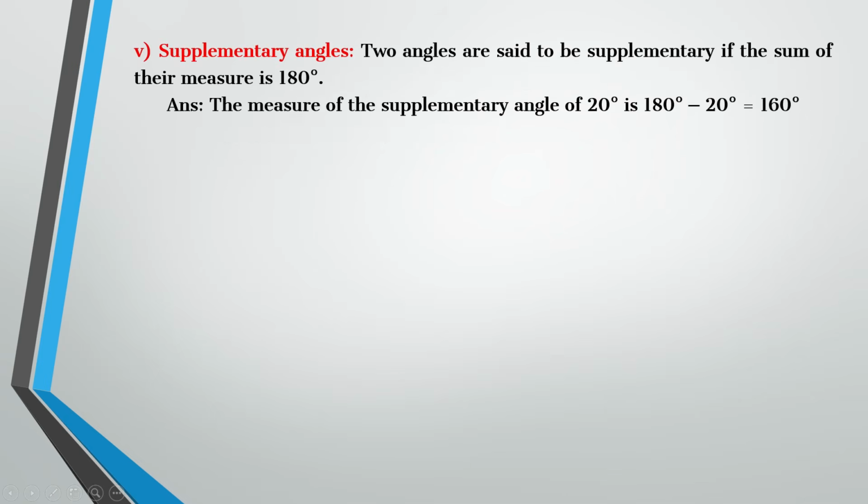Next concept, that is about supplementary angles. If the sum of two angles is 180 degrees, then that pair of angles is called supplementary angles. So that means what? If you take 60 degrees, what should be added to 60 to get 180? That is 120. So 60 and 120 degrees are called supplementary angles.